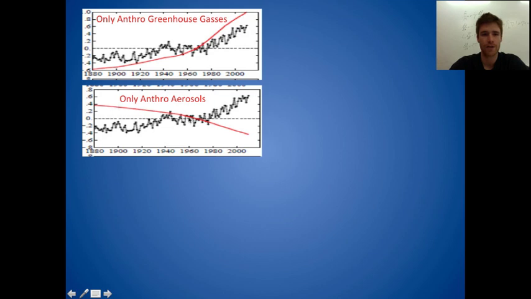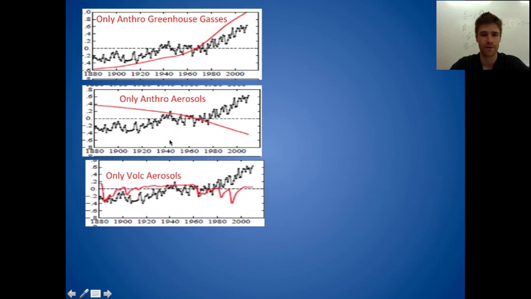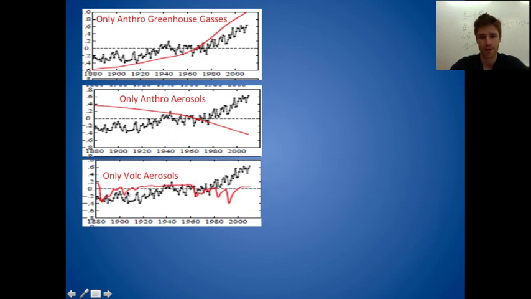So anthropogenic aerosols are just particles that are thrown up into the atmosphere from various human activities that actually cause cooling. So they reflect sunlight back to space and cause the Earth to cool. So if only anthropogenic aerosols were affecting temperature, then the Earth's temperature should have decreased over this time period instead of increased. If only volcanic eruptions were causing the temperature to change, then the temperature should have been relatively flat, but whenever there's a big volcano, it should dip down.